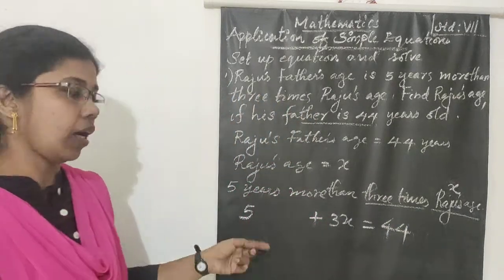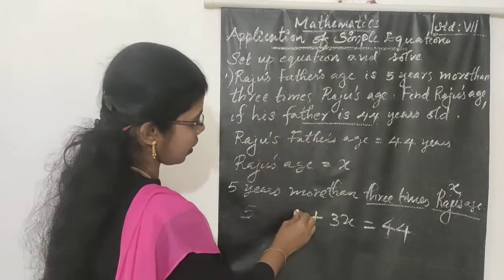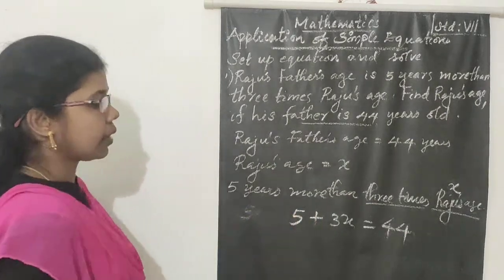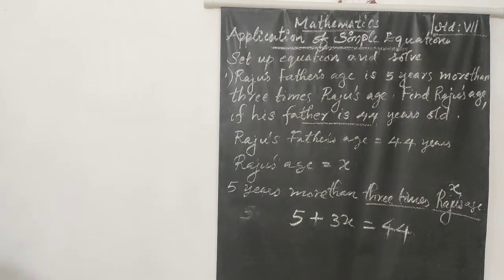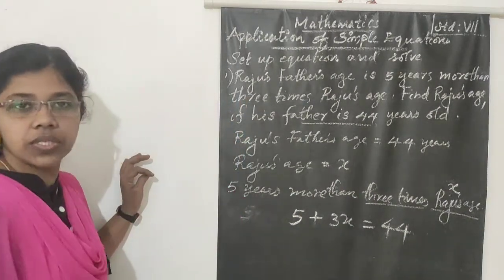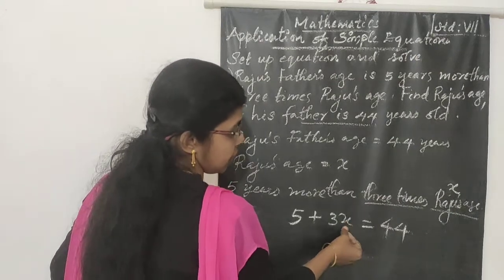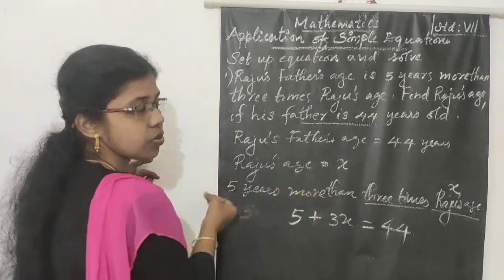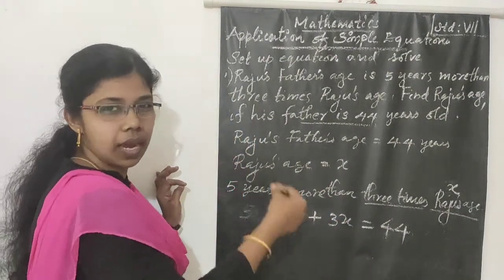Let me clear how we get this equation. What do we get? 5 plus 3x equal to 44. Now we get one simple equation with the variable x. What is this variable x? That is Raju's age. That means here we have to find x, that means Raju's age.